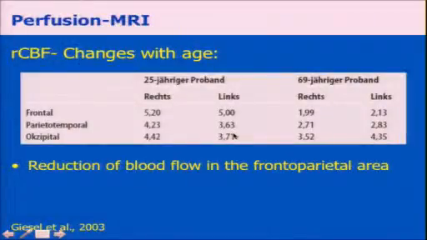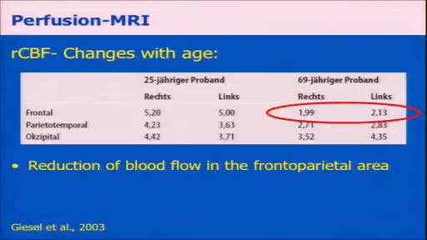Perfusion was used for a long time also by my group. We did a lot of perfusion studies in the cohorts, like in normal subjects over time, using spin labeling technique as well as in Alzheimer's disease patients, then also with contrast-enhanced studies. And there was a reduction of blood flow in the frontoparietal area. So that's where the disease starts.